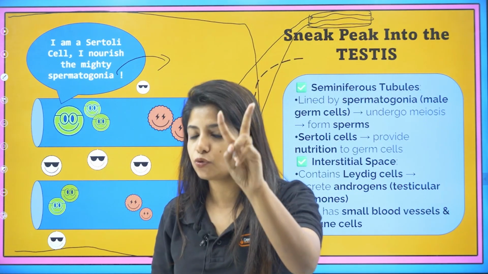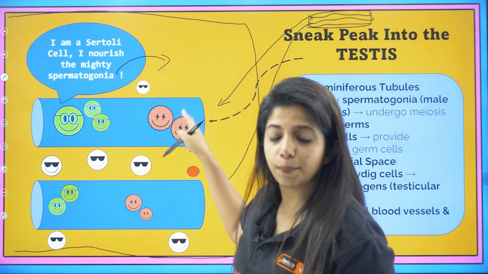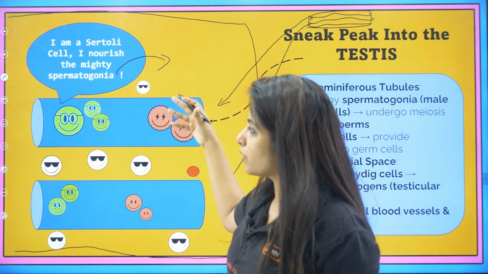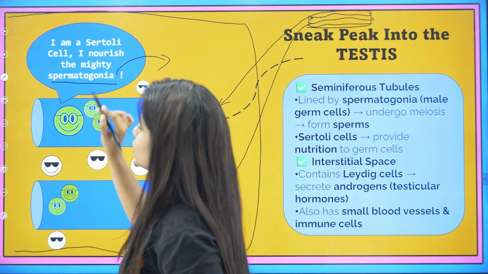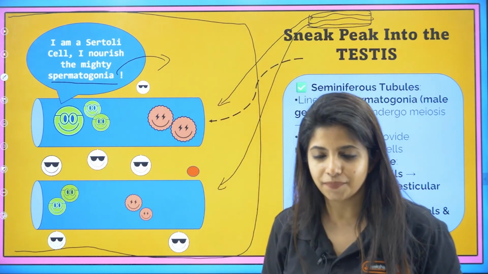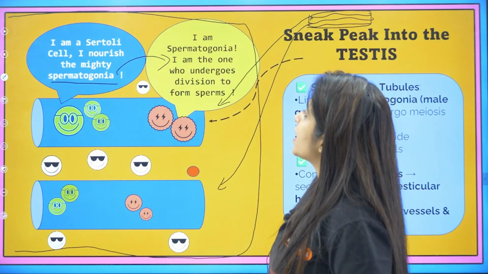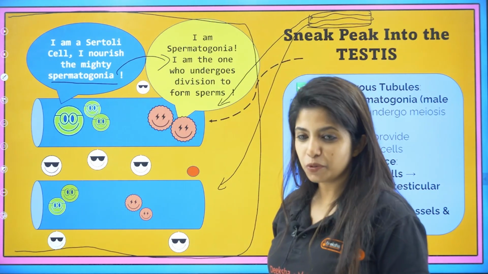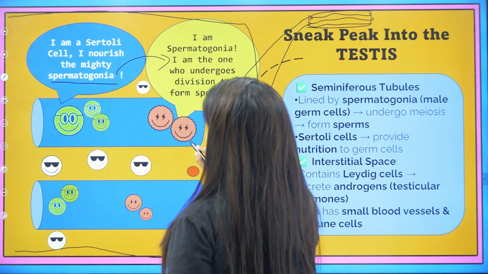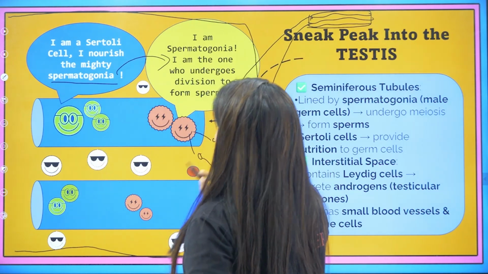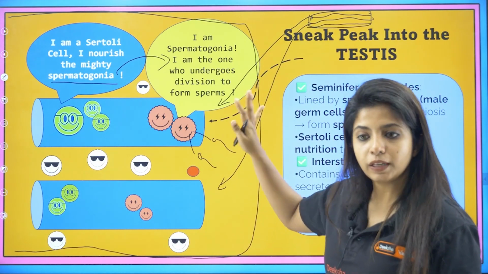I already told you testis has two functions. One is to form sperm, the other is to form the hormones. So this is the guy that is going to help in the formation of sperms, by doing what? By nourishing the spermatogonia. Okay, now going ahead. This guy says, I am spermatogonia, I am the one who undergoes division to form sperms. So the spermatogonia is being nourished by the Sertoli cells so that this can divide and later form the sperms. I hope you got it. Okay, so the one function of testis is being completed.